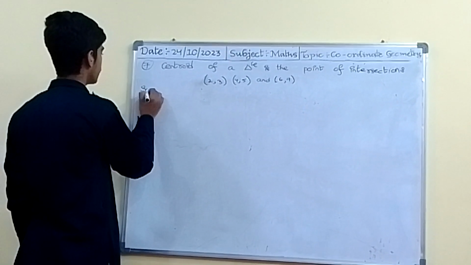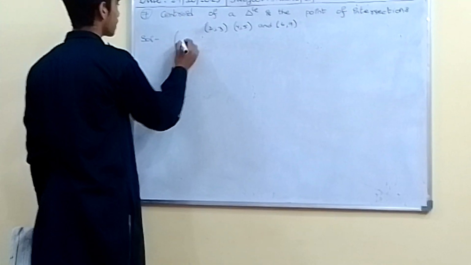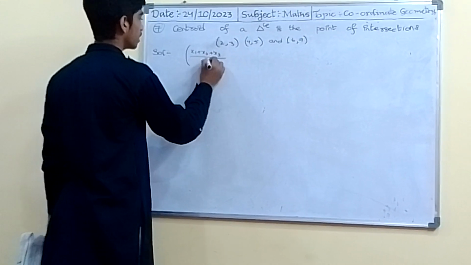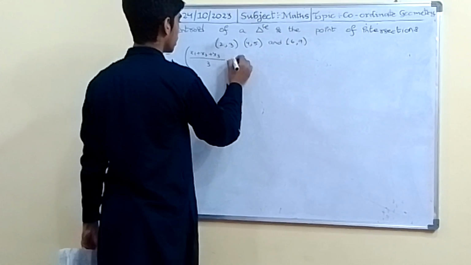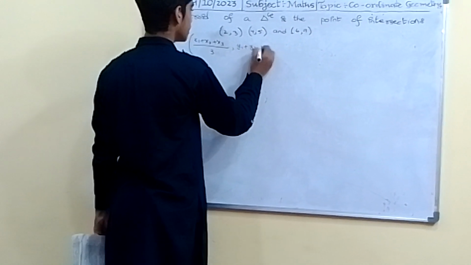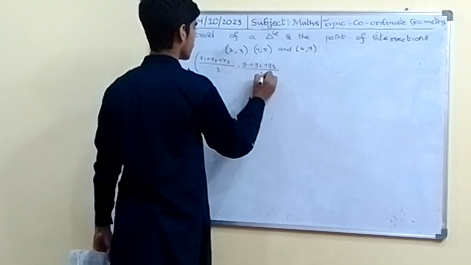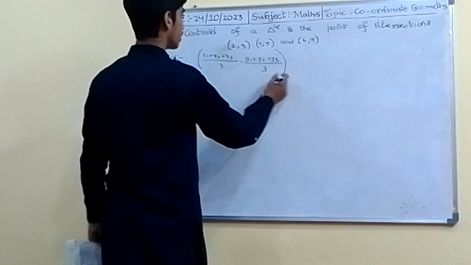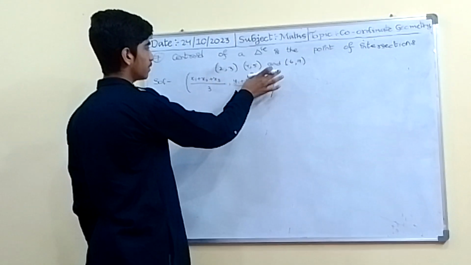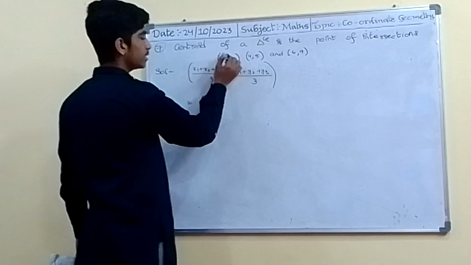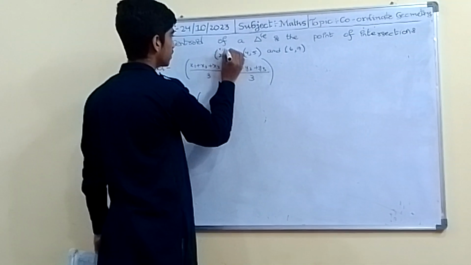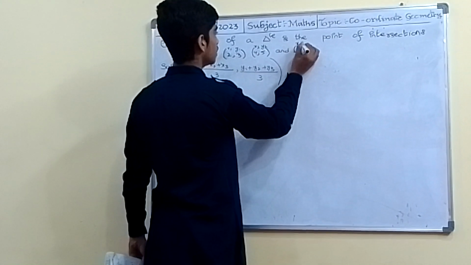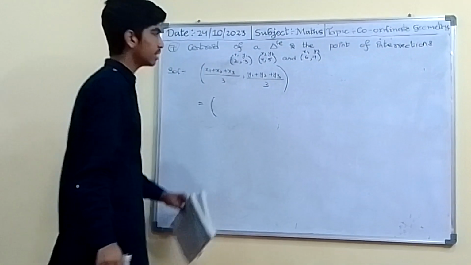So the formula for the centroid of a triangle is (x1 plus x2 plus x3) by 3, because there are 3 points, comma (y1 plus y2 plus y3) by 3. Isn't it? Yes. So this is the formula. We have to take the points 2, 3, 4, 5, 6, 7. The first one is x1, y1, then x2, y2, and the last one is x3, y3. So these are the 6 values.